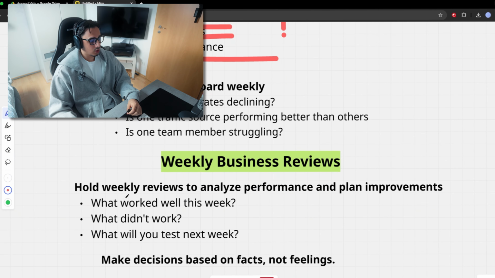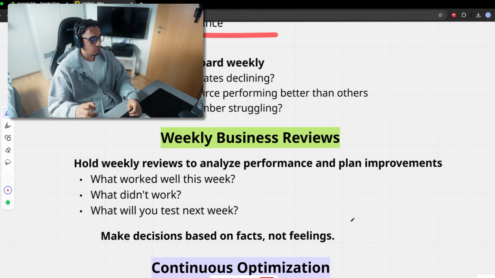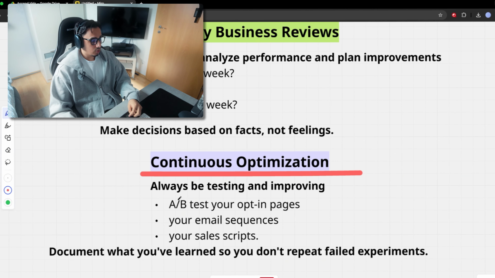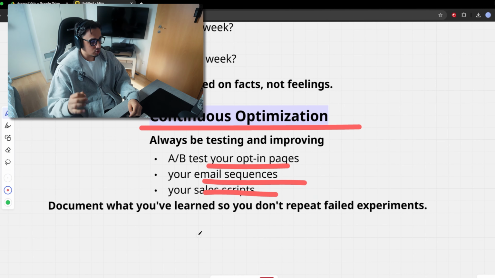You hold weekly reviews to analyze performance and plan improvements. What worked well this week? What didn't work? What will you test next week? And then you make the decision based on facts, not feelings. And then you need to make continuous optimization. You need to always test and improve. For example, A/B test your opt-in pages, your email sequences, your sales scripts. Document what you've learned so you don't repeat failed experiments.